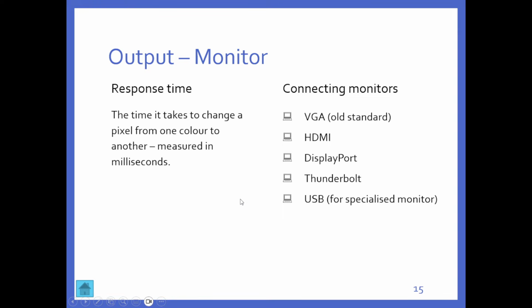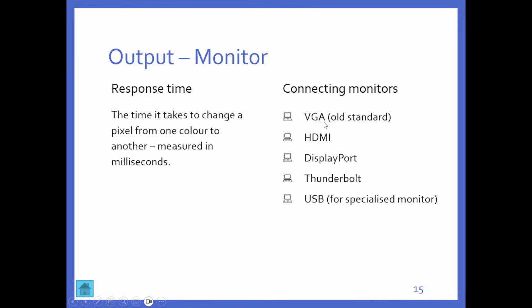The way we connect our monitors and TVs and things like that. Some connect via VGA, some connect via HDMI, some a DisplayPort, some a Thunderport. For specialized monitors, some of them even connect via USB, right? So there are different ways. The two biggest ones that we focus on is really VGA and HDMI.